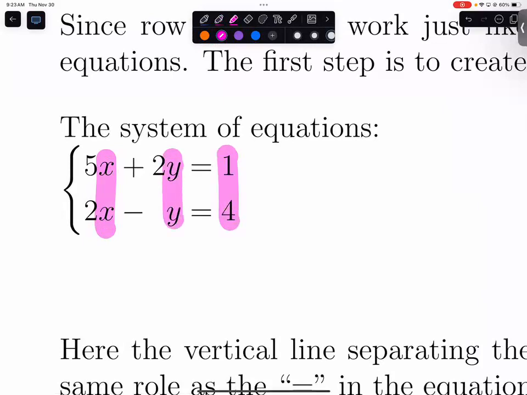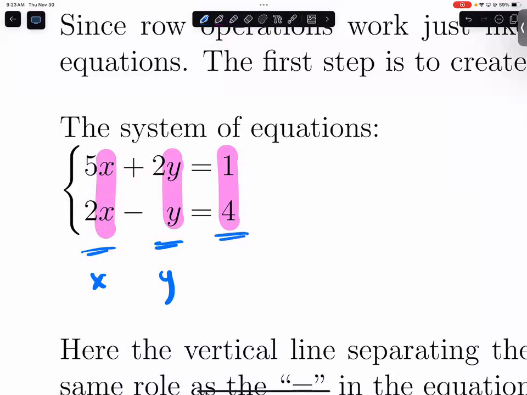The way we make this work, to put it into a context where I can write a program and tell a computer to do the arithmetic for me, is that I preserve the order, right? So this is all the x stuff. This is all the y stuff. This is all the right-hand side of the equation, or the constant, or however you want to say that. That's just a number.